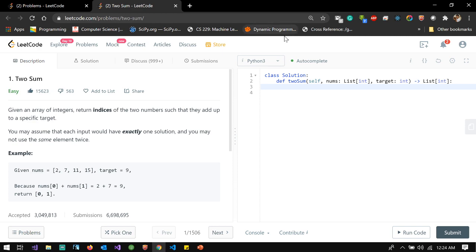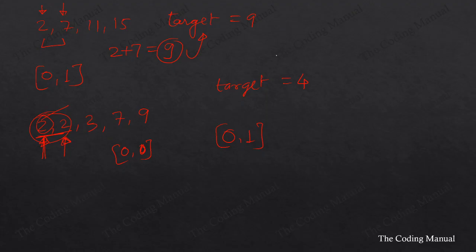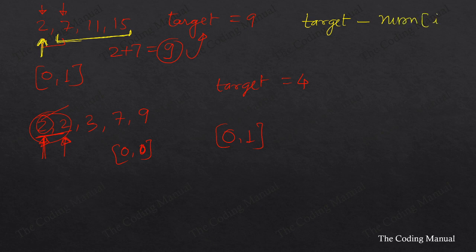So what comes to my mind is, I can start from this and check in the remaining array we have. I pick 2 and I search for target minus the current element, nums of i. This is 9 minus 2, which is 7. Now I will search for 7 in the remaining array.